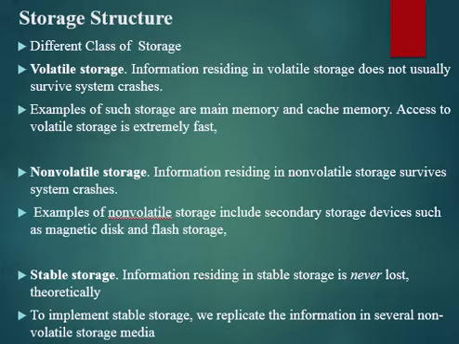Next is non-volatile storage. Non-volatile storage means it will survive a system crash. That means secondary storage or flash memory, etc. Those are non-volatile storage. The next type of memory is stable storage.